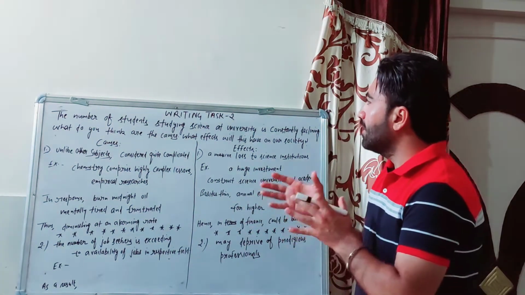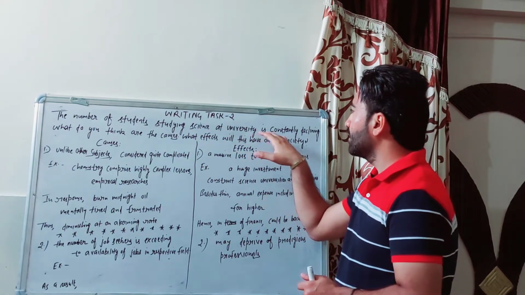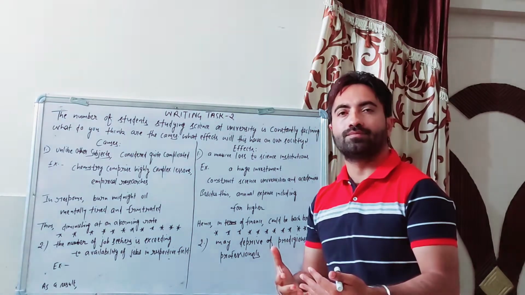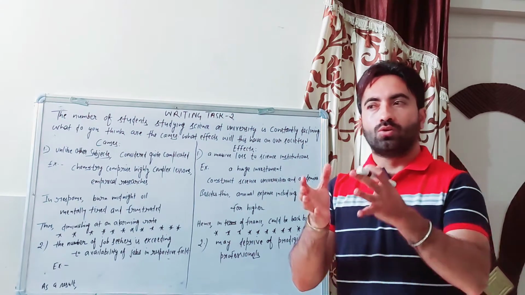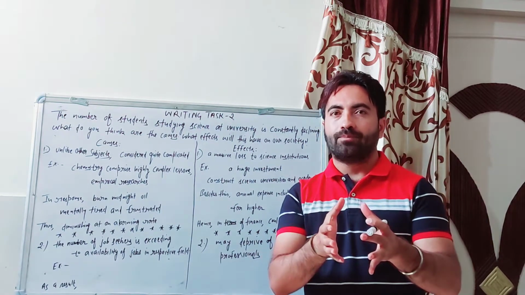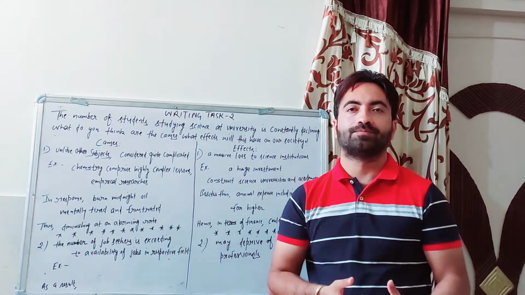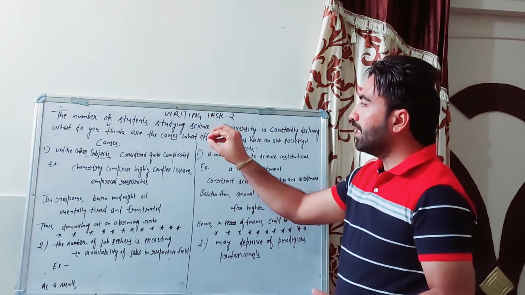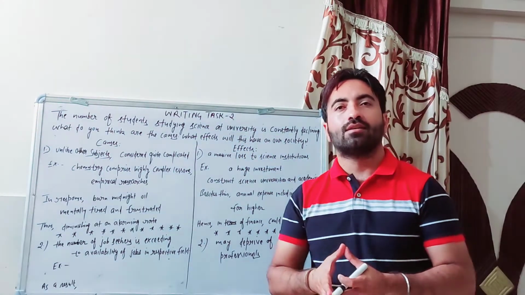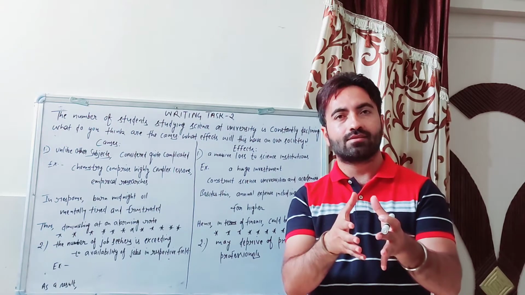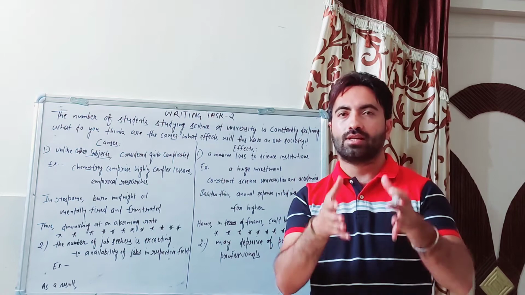So today's essay is: the number of students studying science at university is constantly declining. What does it say? The number of students who opt for the science stream in the universities is declining, is decreasing. What do you think are the causes and what effects will this have on our society? They are asking what are the reasons and what can be the effects of this happening.